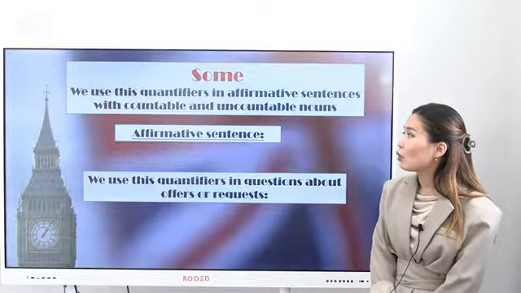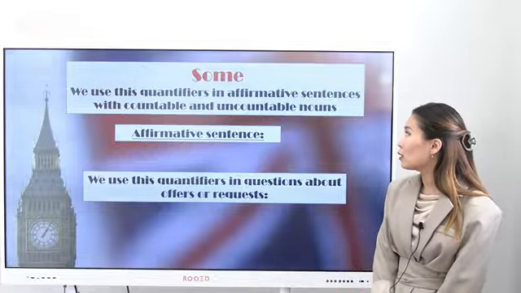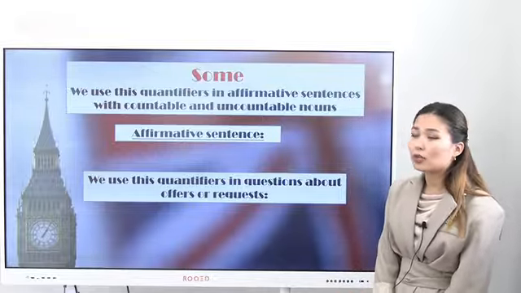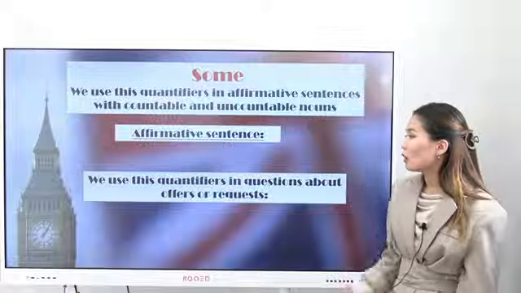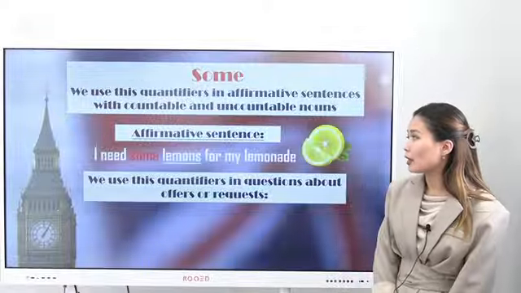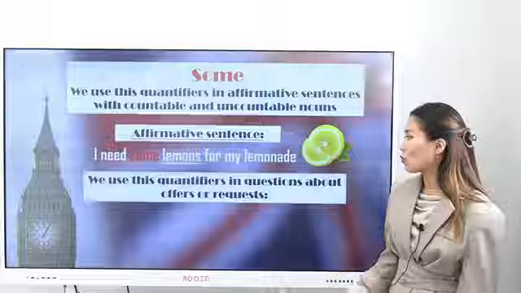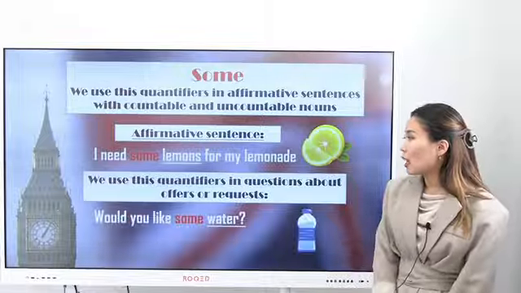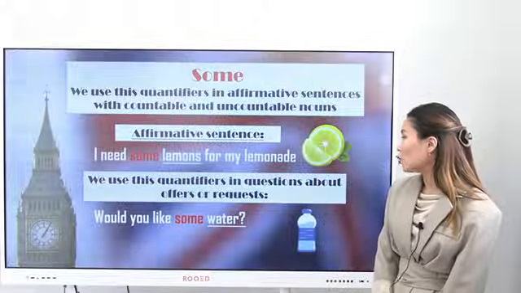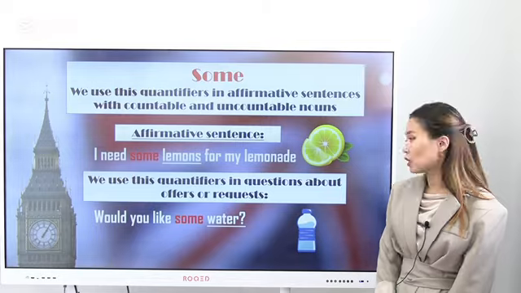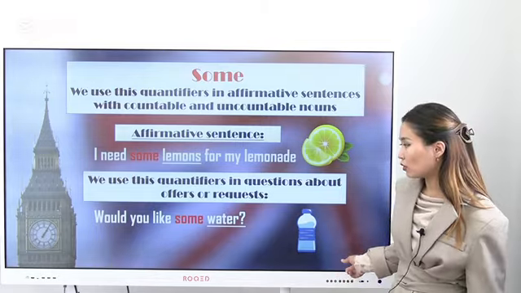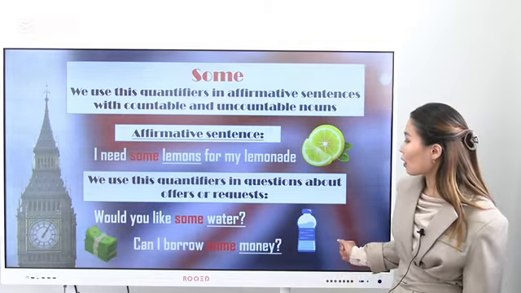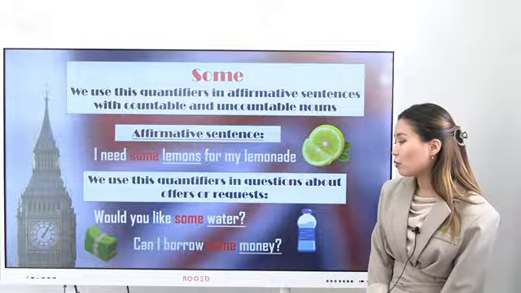Next, some. We use this quantifier in affirmative sentences with countable and uncountable nouns. The first example, affirmative sentence. I need some lemons for my lemonade. We use this quantifier in questions about offers or requests. Would you like some water? Can I borrow some money?